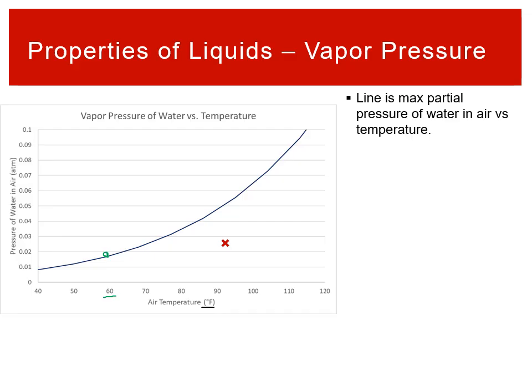So that dot right there is representative of what it tends to feel like in, say, Houston in the summer, where the air temperatures are in the low to mid 90s and the humidity is relatively high. At that humidity, about 2.5% of molecules in the air are water molecules. That partial pressure of water in the air is below the line, so it's possible.